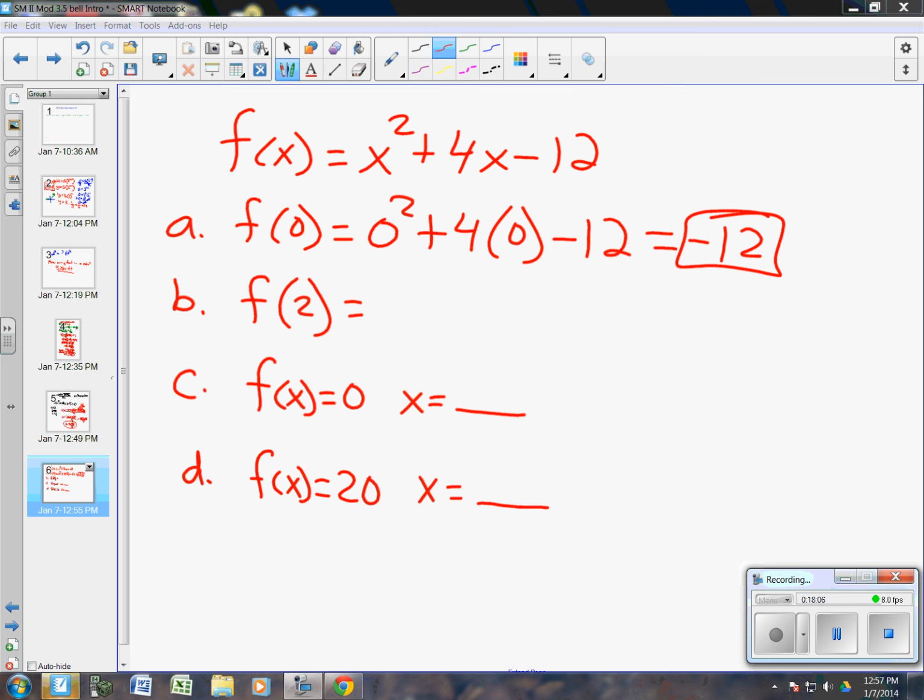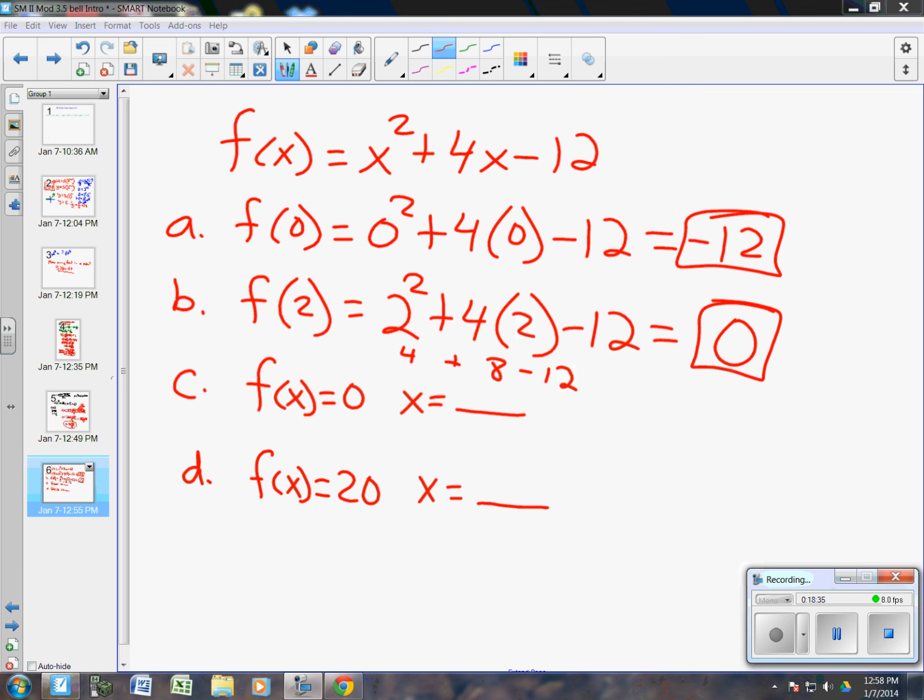Okay, finding f of 2. What does it mean to find f of 2? Plug 2 in. 2 squared plus 4 times 2 minus 12. 2 squared is 4. 4 times 2 is 8, minus 12. 4 plus 8 is 12. Minus 12 is 0. Okay? I just did it. 2 squared is 4. 4 times 2 is 8, minus 12. So 4 plus 8 is 12. 12 minus 12 is 0.